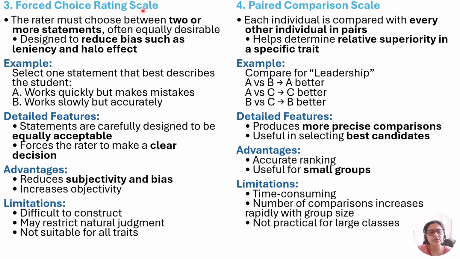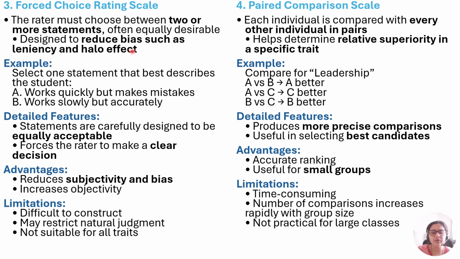Third one is forced choice rating scale. Okay, in this rating scale, the rater must choose between two or more statements, often equally desirable. That means the two or more statements will look equally the same. So the rater must choose between both of them. It will reduce bias, such as leniency and halo effect.